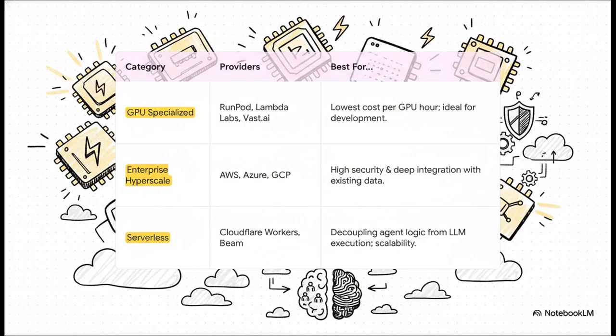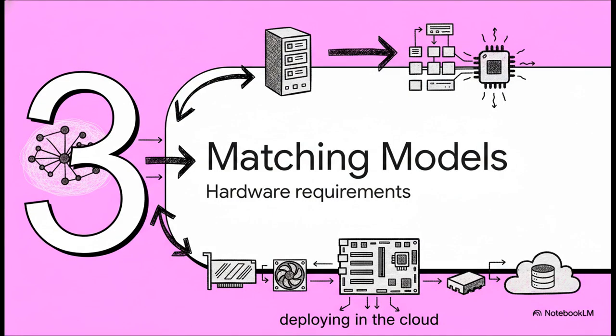Now, where do you actually run all this? This table kind of breaks down the provider landscape. If you want the absolute lowest cost per GPU hour, say for development or experimenting, you're going to look at specialized providers like RunPod or Lambda Labs. For big enterprise needs, where security and deep integration are key, you'll probably go with the hyperscalers: AWS, Azure, or GCP. And for that serverless pattern we just talked about, there are specific platforms designed just for that kind of decoupled architecture.